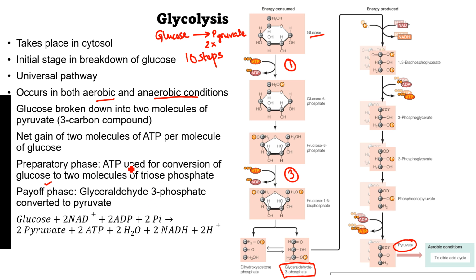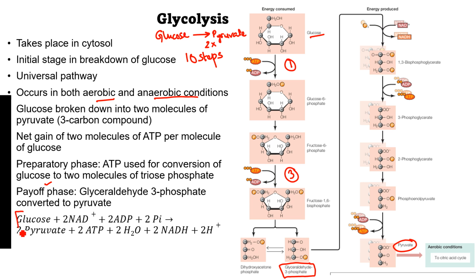So in the preparatory phase, what is happening? The ATP is used for the conversion of glucose to two molecules of triose phosphate. This triose phosphate is actually glyceraldehyde 3 phosphate, and in the payoff phase, the glyceraldehyde 3 phosphate is converted into two molecules of pyruvate.